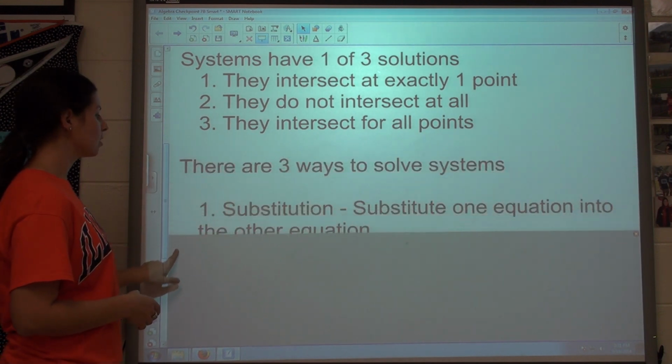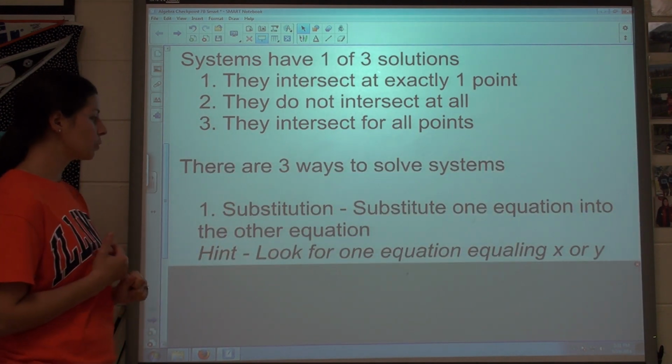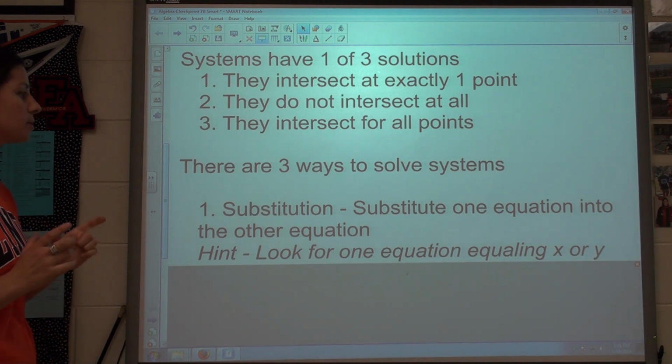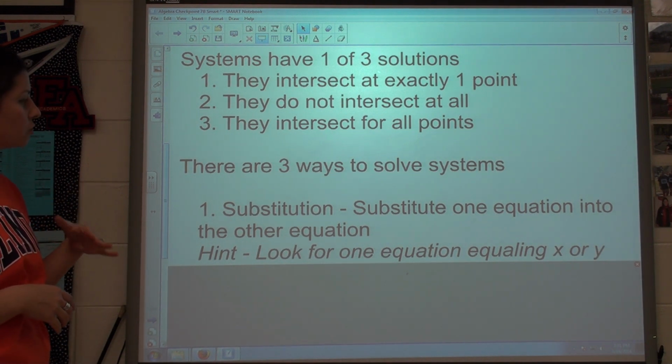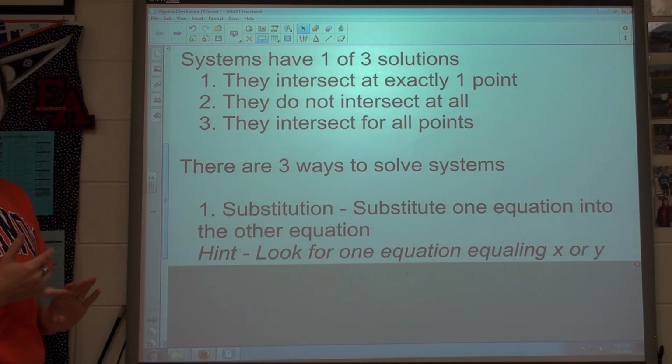There's three ways to solve a system. The first way is substitution, where you substitute one equation into the other. What you're going to look for in substitution is having one equation equal to x or y. That's the sign that you should be solving by substitution.